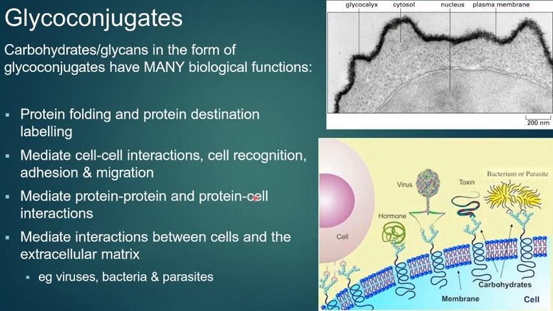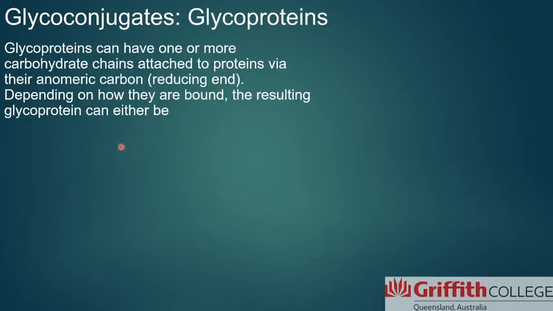Now, we have a lot of these guys. And when I say a lot, I mean we have a lot. So if we look here at, I believe this is an electron microscope image of a cell, that is not static. What we are seeing here are various glycoconjugates that are being presented on the cell surface. And they have a huge, wide variety of various functions like cell-cell interaction, cell-cell recognition, adhesion, all sorts of different stuff.